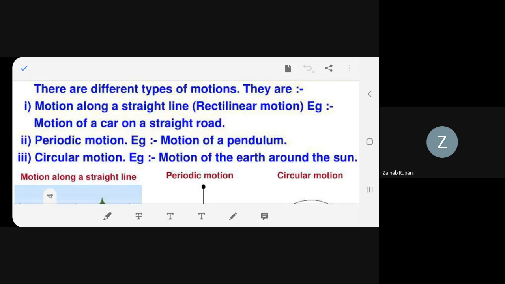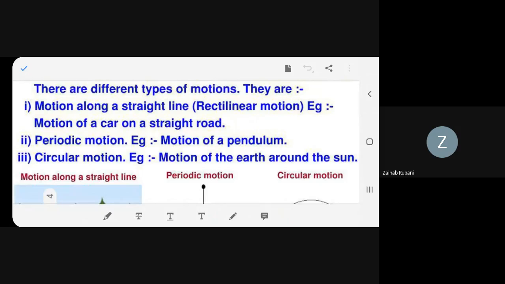Just a moment, beta. Don't hurry. It is recti and linear. Just split it into two, so the things will become very easy for you to pronounce. Recti, linear. You understand? You have to split the word on your own. Okay? Okay, ma'am.